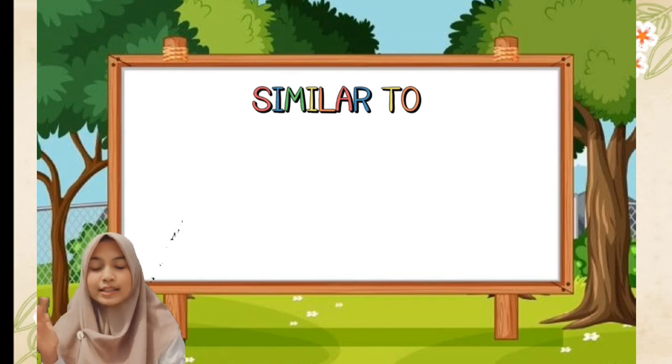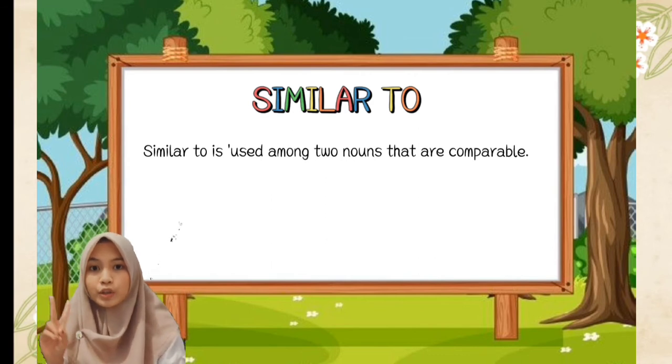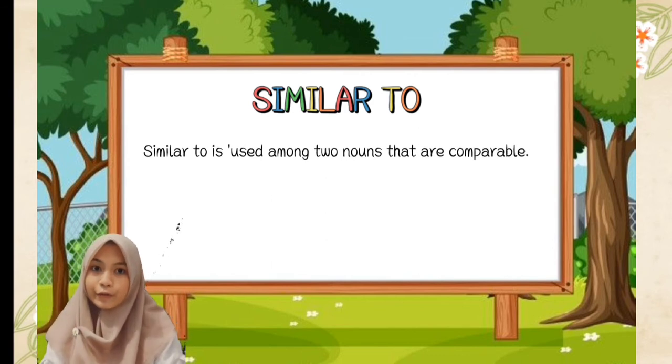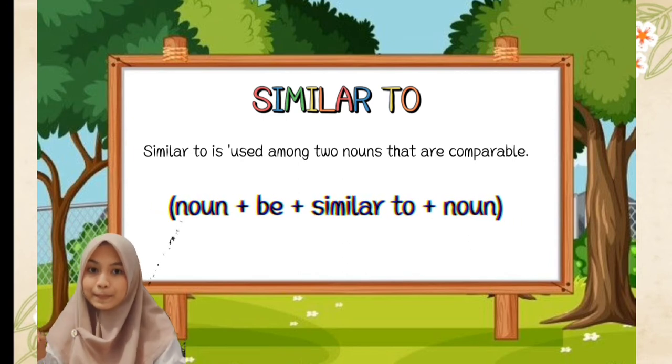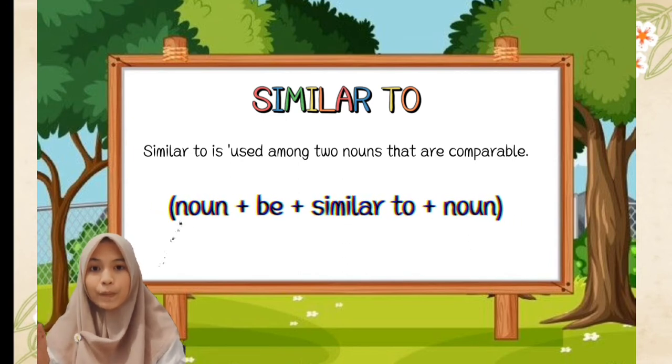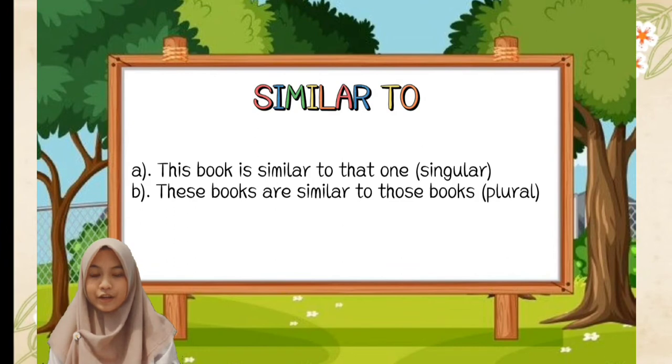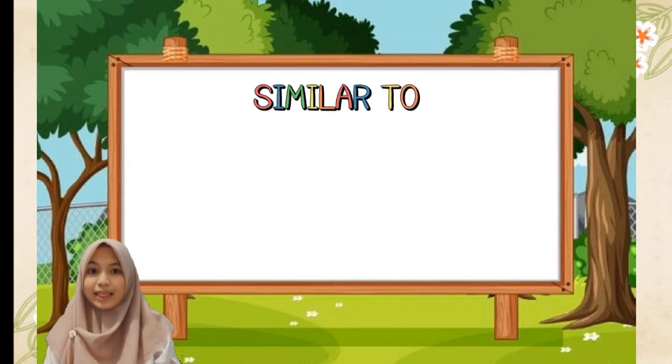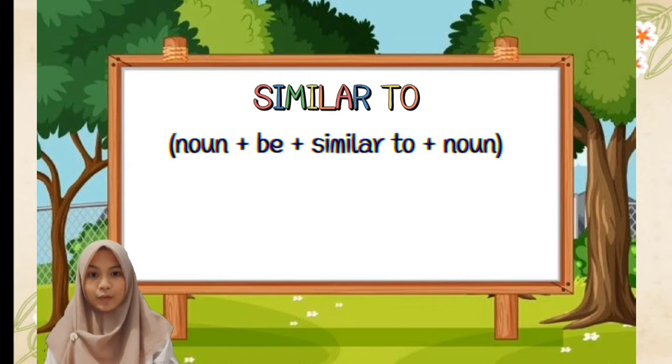As we know, similar to is used among two nouns. So the formula of similar to is noun plus be plus similar to plus noun. First is, this book is similar to that one. Second is, these books are similar to those books. Let's check them against the formula.